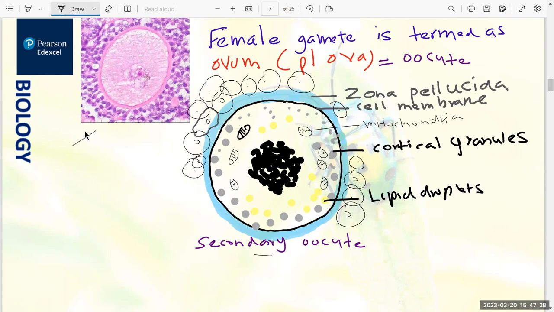Here you can see the ovum, female gamete, under a light microscope. Here again we can see the zona pellucida, a cell membrane we can't see clearly, and here is the cytoplasm, and in the middle we can see an aggregation of DNA chromatin. So it shows that it is still a dividing cell. Okay, before we continue, more information. Can you copy this down under the female gamete ovum?